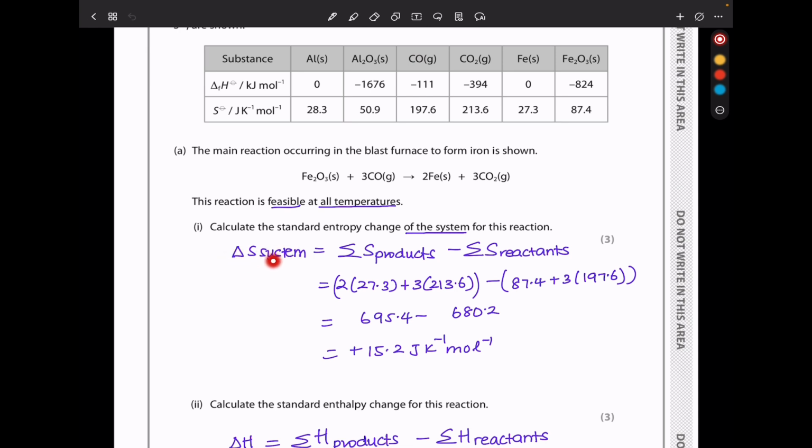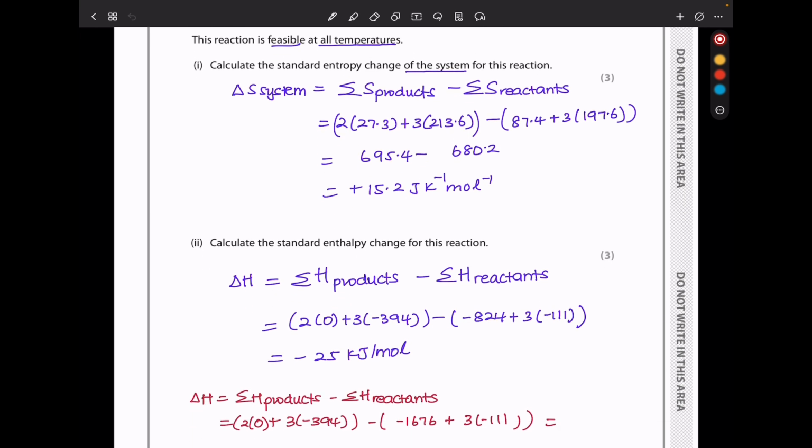So the change in the entropy of the system should equal the summation of the entropy of the products minus the summation of the entropy of the reactants. In this equation, these are the products and those are the reactants, and these are the entropy values we're going to use. This is iron here times 2 plus the other product is carbon dioxide. We have that, creating 695.4. And then for the reactants, we have that, which is for iron oxide, iron-3 oxide, and carbon monoxide, which are 3, so 3 times that. Combining those, we get that, and subtracting, I get positive 15.2 joule per Kelvin per mole.